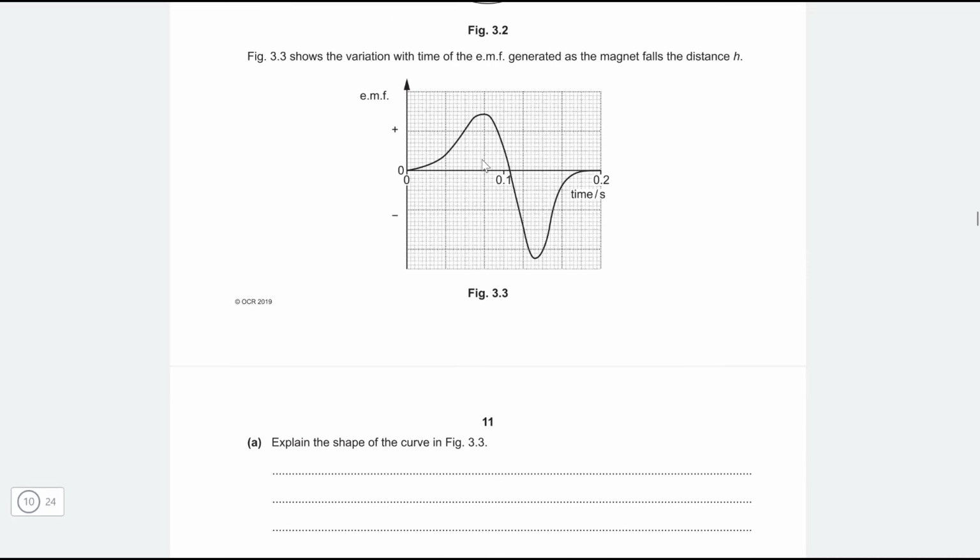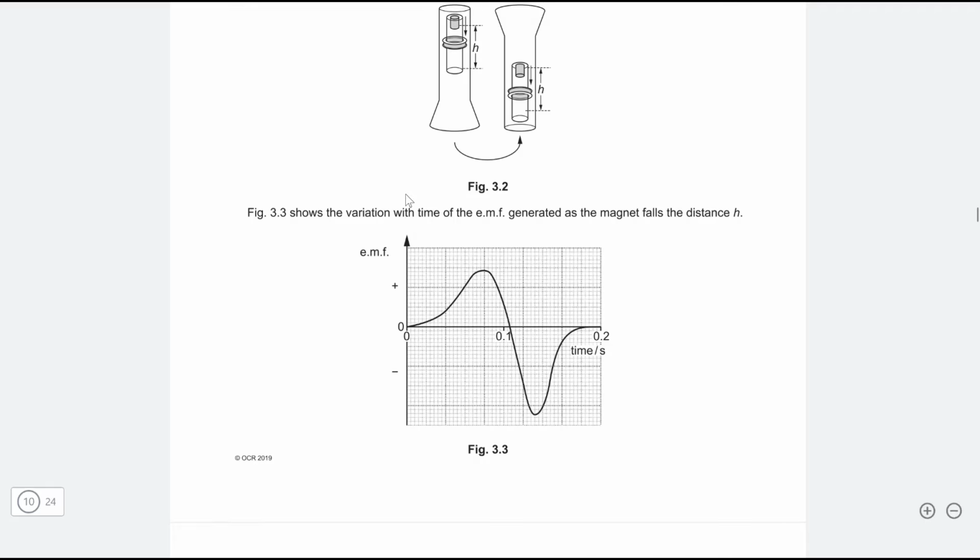Okay, well, there are a few features that we'll need to explain. First off, we have a couple of points at which the induced EMF is 0. So at the start, just before the magnet starts, it's naturally 0 there. But there's also another point at which the EMF is 0, and this is right over here. Now this will be happening when the magnet is going right through the actual ring.